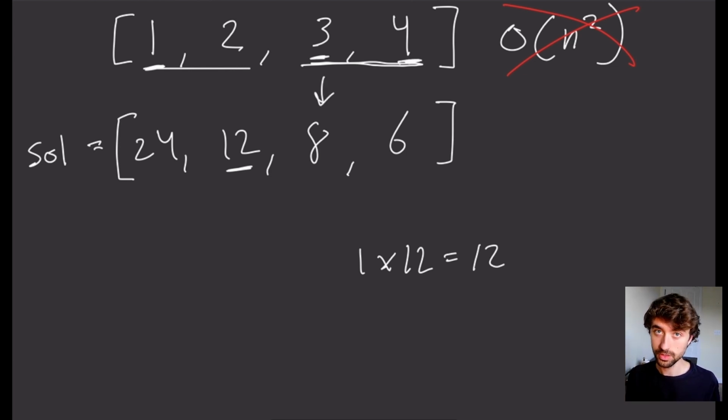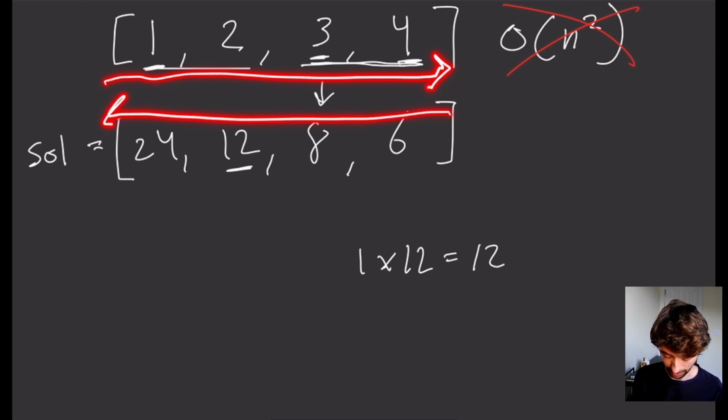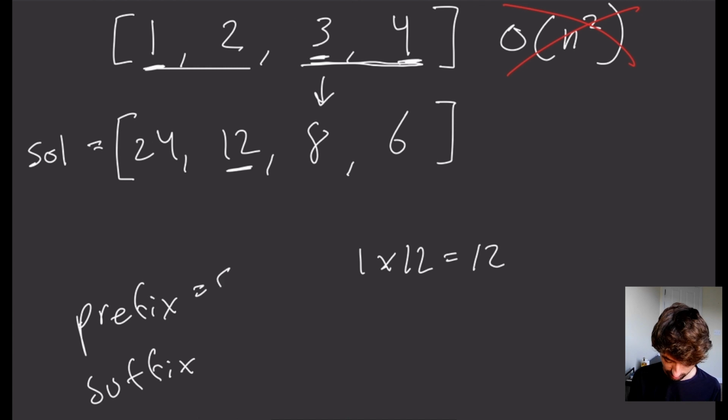So this solution has the potential to be better than O(n squared), because we can loop through this input array one time going forwards, and a second time going backwards. And when we do that, we can compute a prefix and a suffix array, which just holds the values of all of the prefixes of every element in the array, and then all of the suffixes of every element in the array.